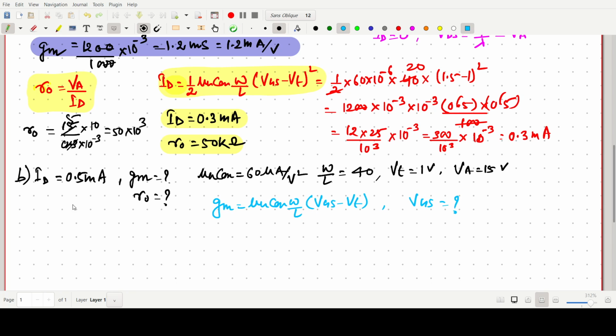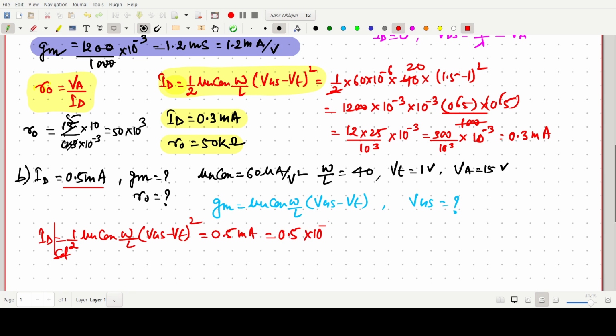So how will we find VGS? From this ID, because drain current is given. So just by writing 1 by 2 mu n Cox W by L (VGS minus Vt) whole square, this one is the standard formula for the drain current in the saturation region. And this ID value is given 0.5 milliampere. So I am writing simply 0.5 into 10 to the power minus 3. Now after that again what we can do? I am writing that down.